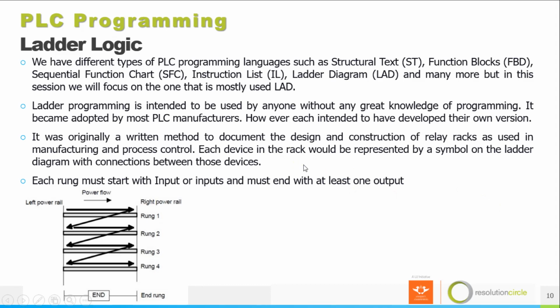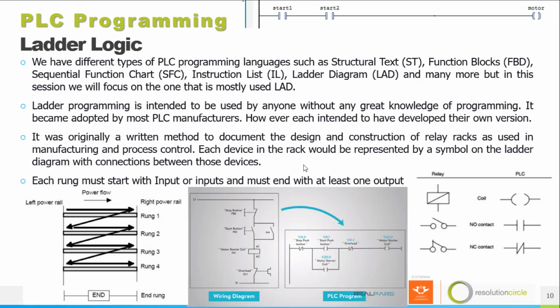It was originally a written method documenting the design and construction of relay racks as used in manufacturing and process control. Each device in a rack will be represented by a symbol on a ladder diagram with connections between those devices. Each rack must start with an input and must end with at least one output.